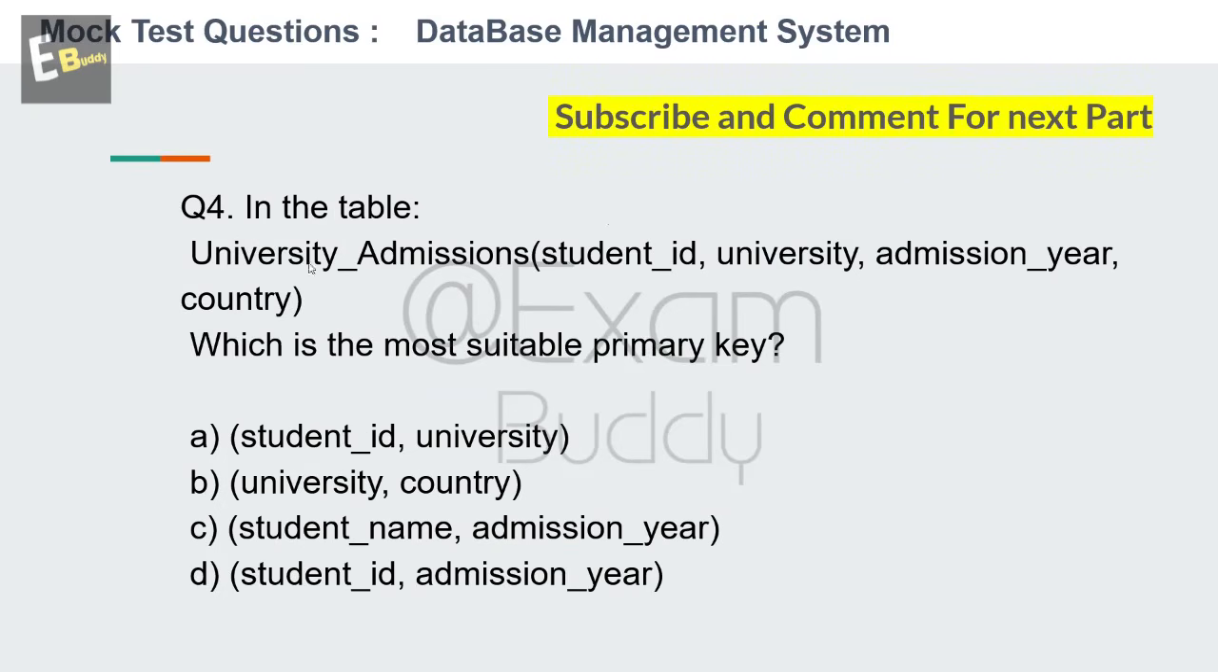In the table university_admissions, student_id, university, admission_year, country, which is the most suitable primary key? So these are the options: student_id, university, country, student_name, admission_year, student_id, admission_year. So your time starts now. And the answer is A, student_id, university. Now let's go to our question number 5.